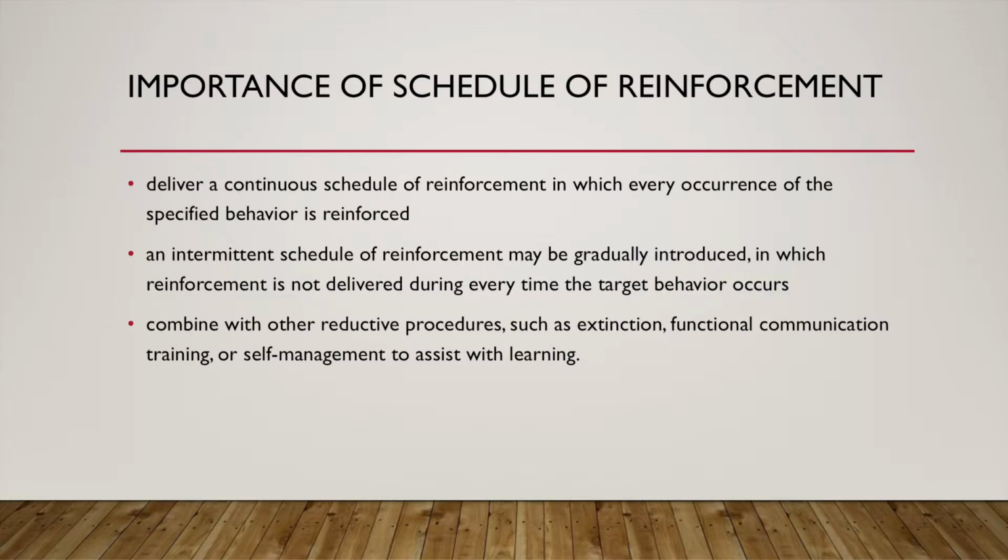So, the next guideline for effectively implementing a DRI or DRA procedure is to establish a schedule of reinforcement that specifies how often to deliver the reinforcement. Initially, it may be necessary to deliver a continuous schedule of reinforcement in which every occurrence of the specified behavior is reinforced. Once the incompatible or alternative behavior is strengthened and occurring regularly, an intermittent schedule of reinforcement may be gradually introduced, in which the reinforcement is not delivered every time the target behavior occurs, but in a regular pattern, such as after every three occurrences.